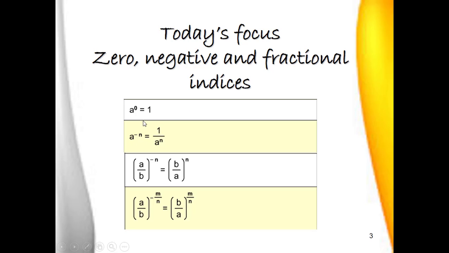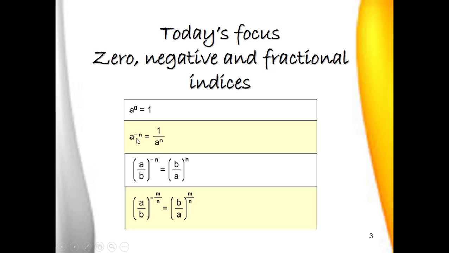Okay, here you can see that there are basically only two laws here. Why two laws? The first one is the zero index: anything raised to the power zero is equal to one. And the other one, the negative power: anything raised to the power of negative n will just be written as 1 over a to the power n.